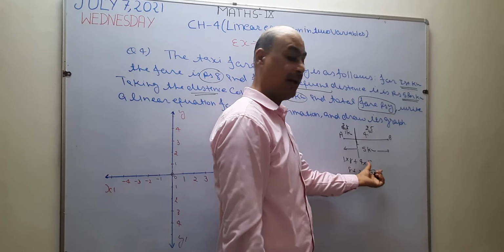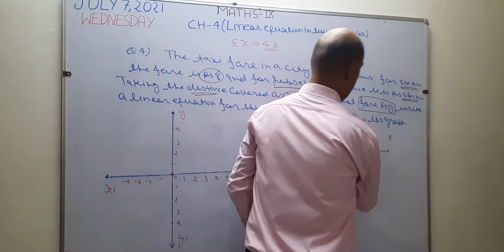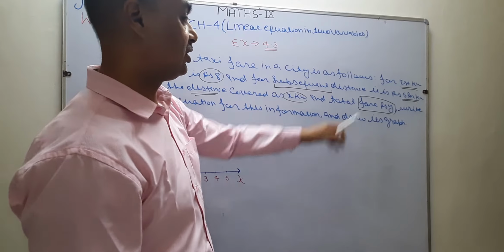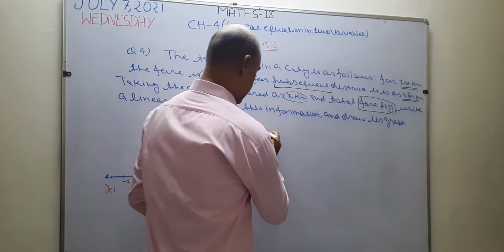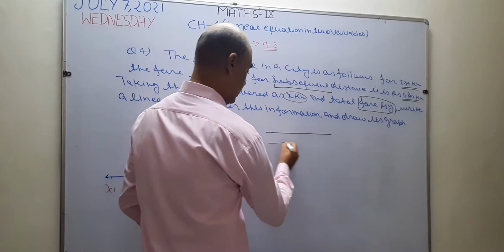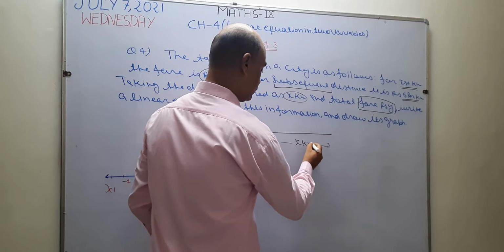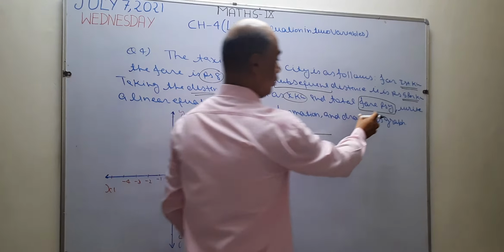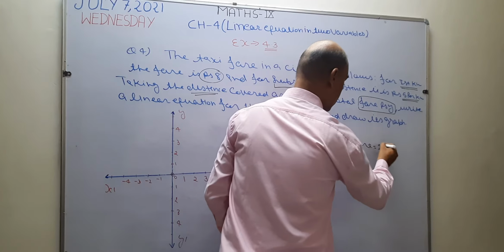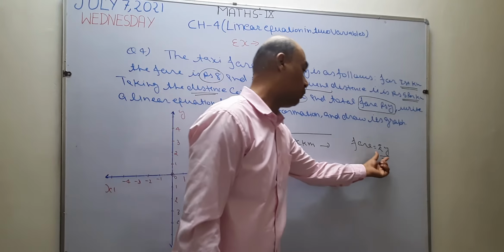This is one example I took. Now see what is given in this question. In this question total distance and total fare are given. I take this distance as x kilometer. X kilometer distance is given. And the total fare is given as rupees y. To travel x kilometer he is going to pay rupees y.